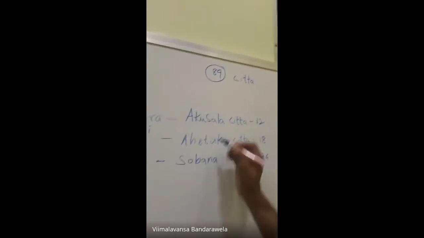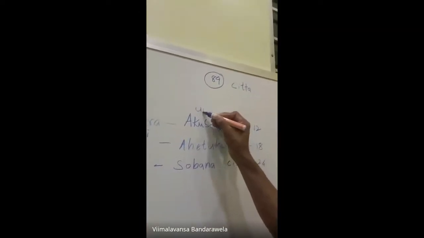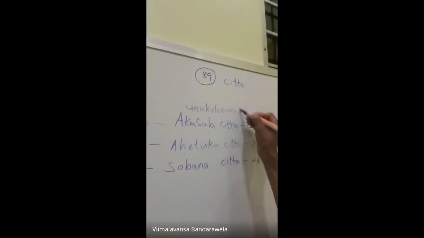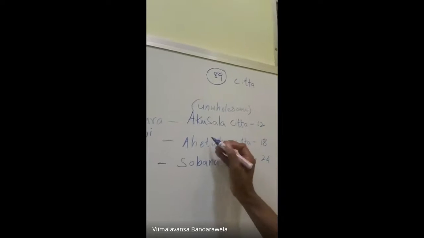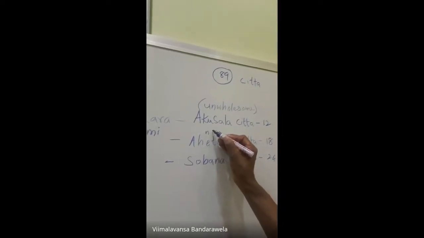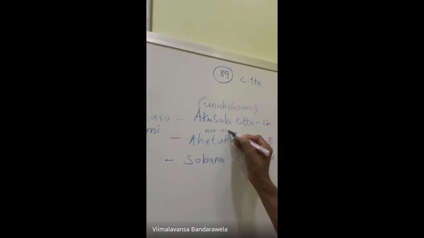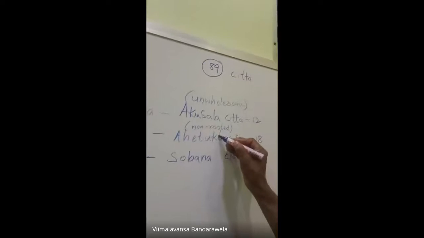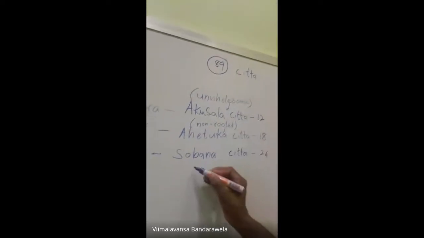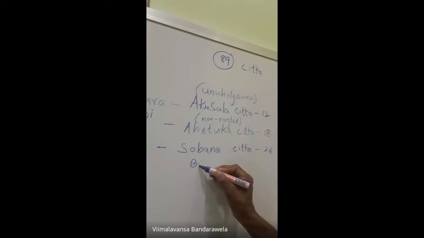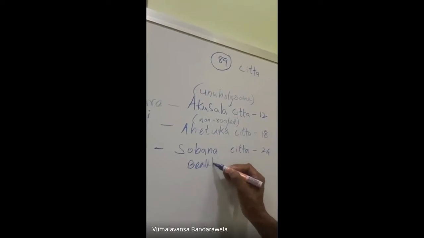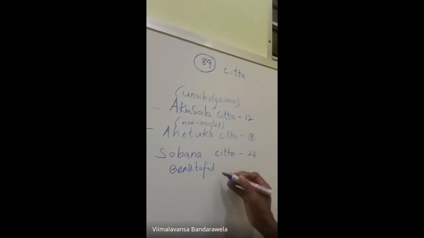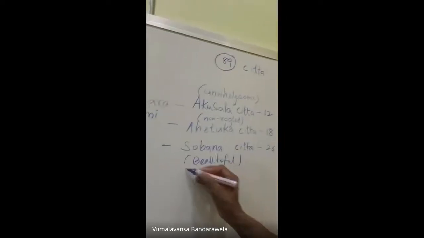Sobana means beautiful. Akusala means unwholesome consciousness. Ahetuka means non-rooted consciousness, no root. And Sobana means beautiful consciousness.